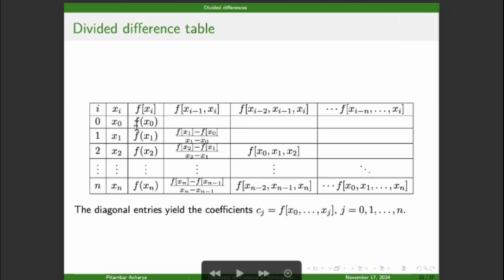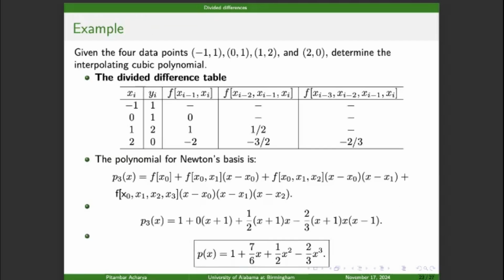In the first diagonal, we have f of x0 here, and second, f of x1 minus f of x0 divided by x1 minus x0. And this one, f of x0, x1, x2. And ultimately, we have the divided difference f of x0 up to xn. The diagonal entries yield the coefficients Cj, where j starts from 0 and ends at n. So this is all about the divided difference table. An example will illustrate it in detail.